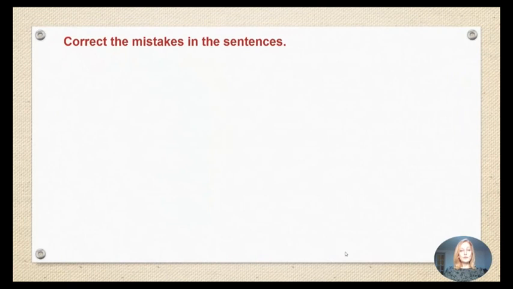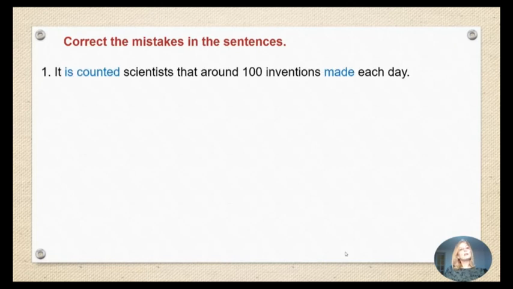So finally, knowing all these things about passive, let's start practicing. You're going to get a couple of sentences, and they are all supposed to be passive, but each of them has one or more mistakes. Let's try to find them. It is counted, scientists, that around 100 inventions made each day. What's the first mistake?